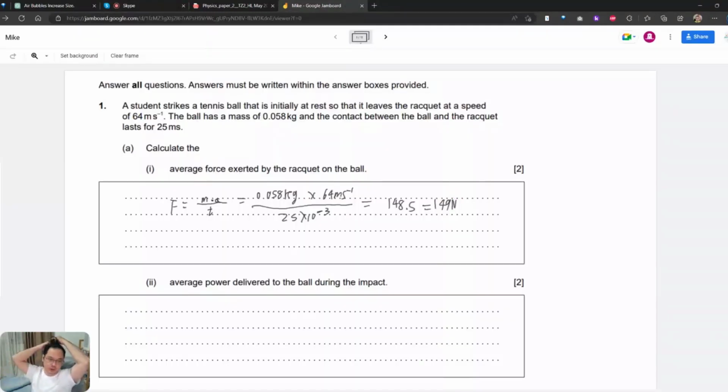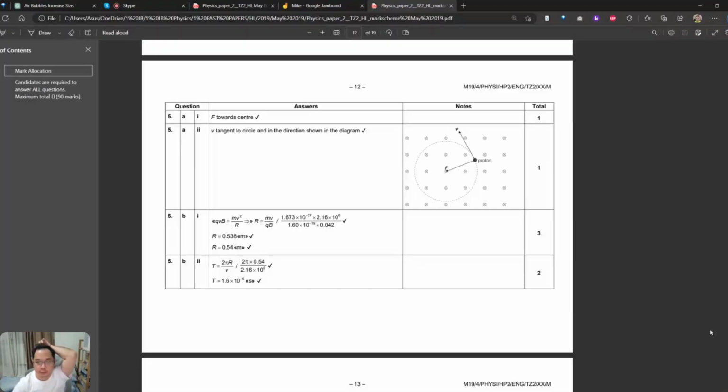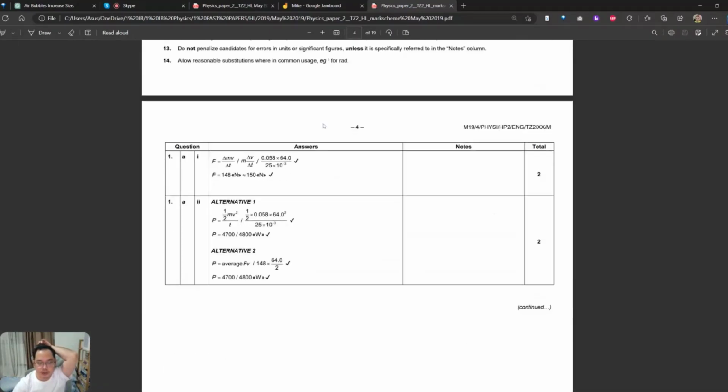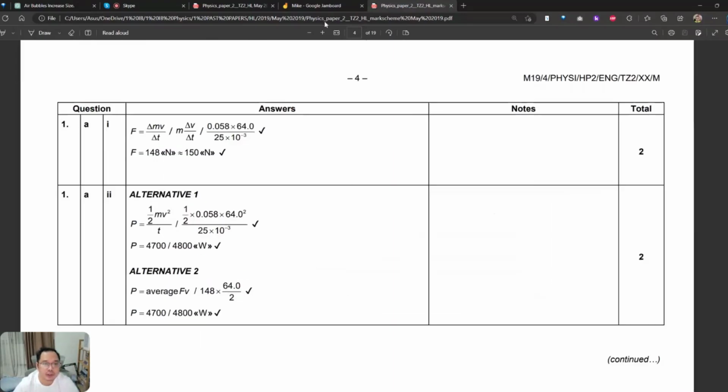Okay, and then you can round to two significant figures, which is 150. Yes, 150 newtons.